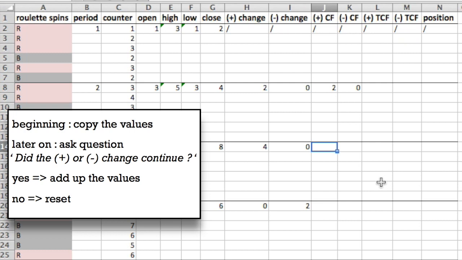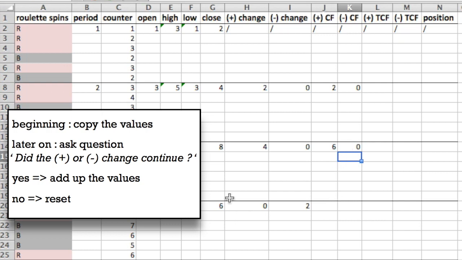Here, you need to ask the question: did the positive change continue? As a matter of fact, yes, it did. Because it went from 2 to 4, it went up by 2 units, and then it went up from 4 to 8, by 4 units. So the positive change continued. Remember, if yes, then add up the values. So 2 plus 4 is 6. Right, and here 0.